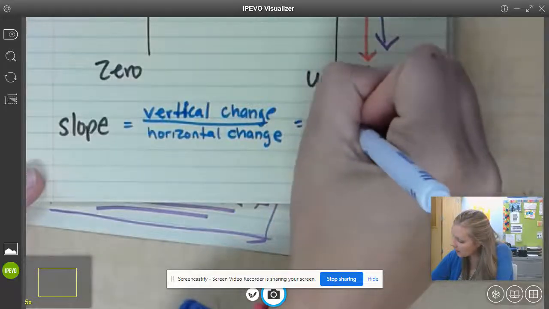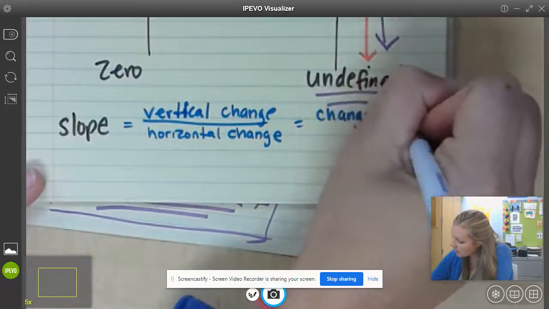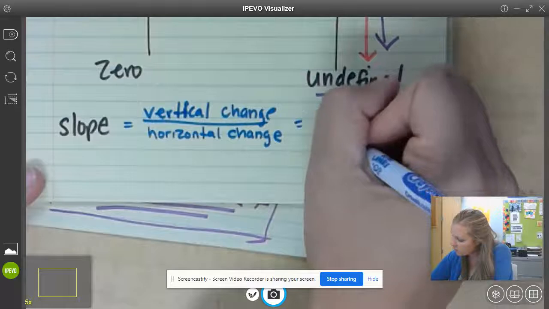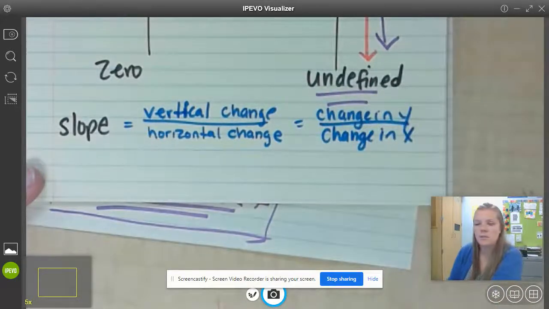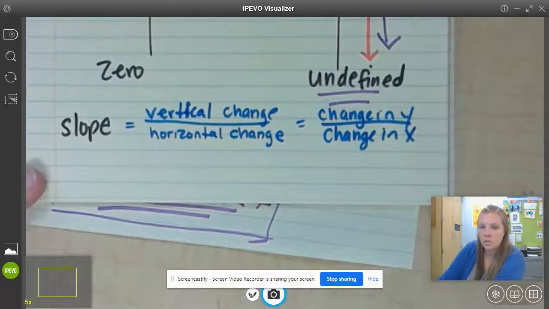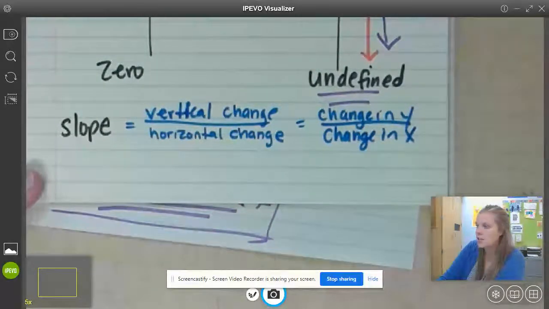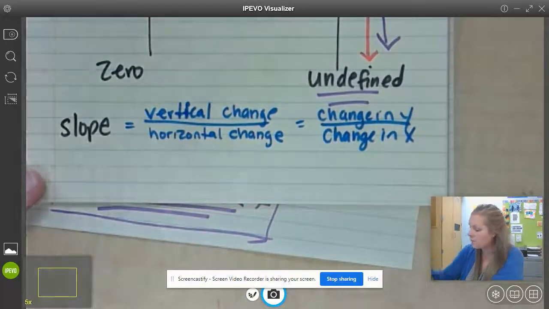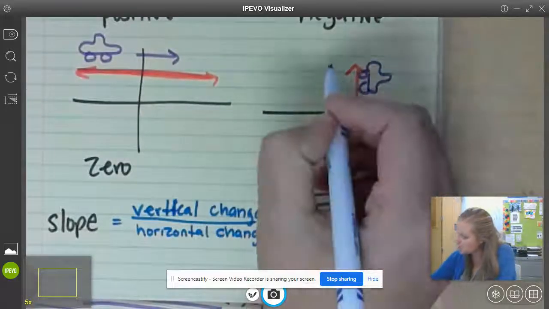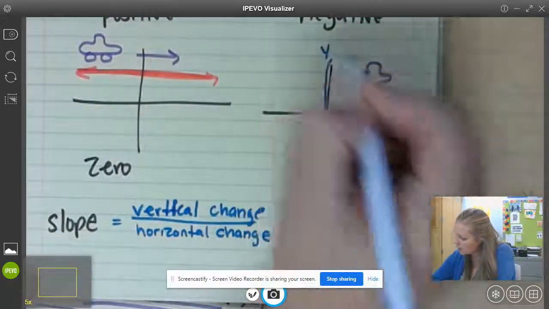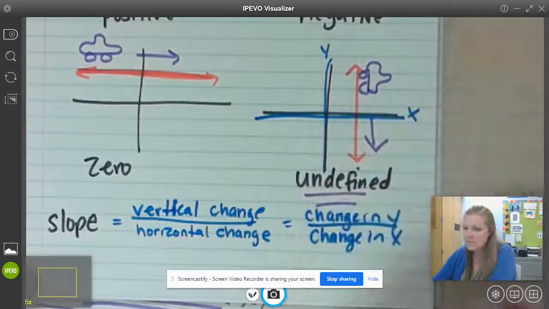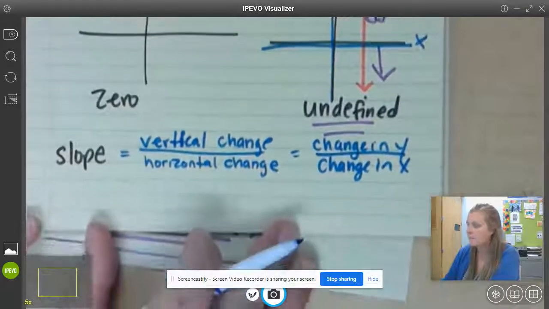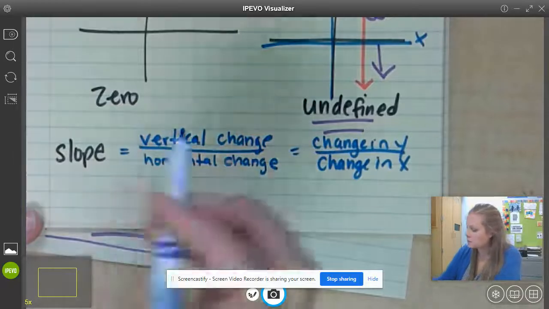Another way of saying that is the change in the y numbers over the change in the x value. So the change in y is the vertical change, and the change in x is the horizontal change, because if you think about a coordinate plane, this is the vertical line, it's the y, so change in y, over this is the x-axis, the change in x. Another way of thinking about slope is this.